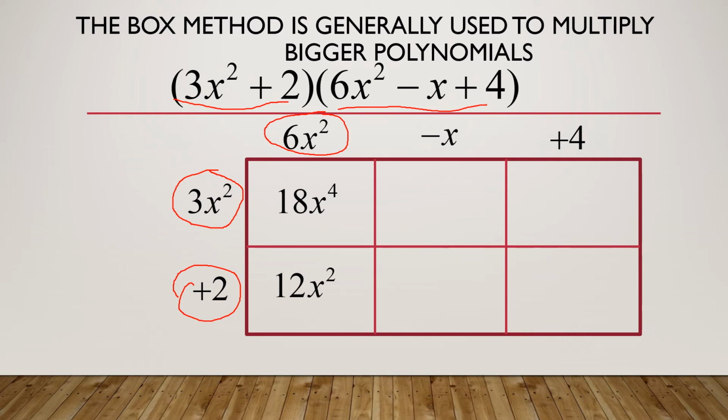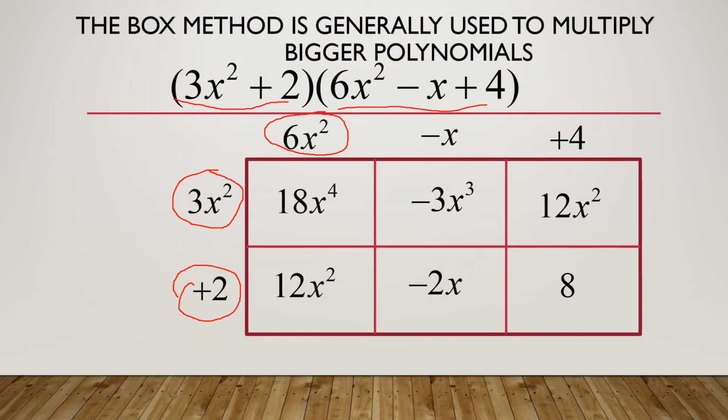So 3x squared times negative x will give me a negative 3x to the 3rd, and a 2 times a negative x will give me a negative 2x. 3x squared times a positive 4 will give me a 12x squared, and 2 times 4 will give me a positive 8. Now that I have it all multiplied out, I have to put it in standard form.